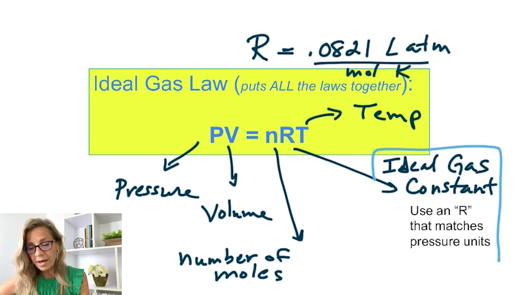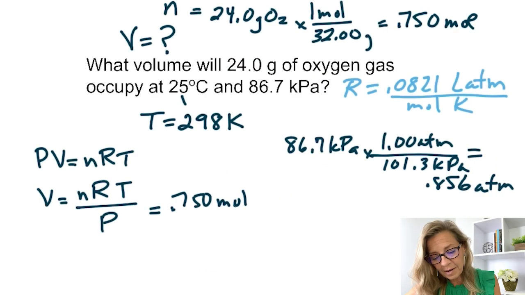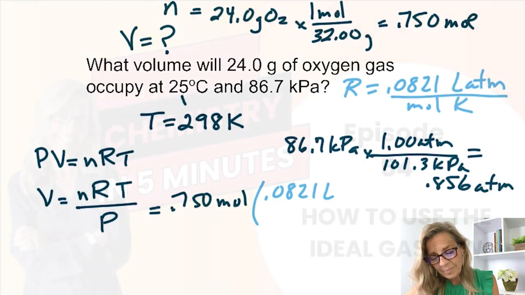So the big deal about the ideal gas constant is to use an R constant. Then R, it's a number and a bunch of units. So here comes my R. I'm going to write it in blue so you can see it.